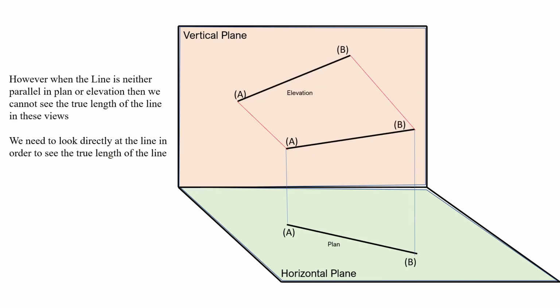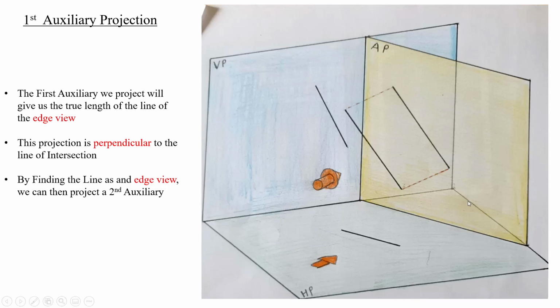But then we get to a scenario where the line is neither parallel in plan nor elevation. So none of the line views given are going to give us the true length of the line. We need to project off another view. What we need to do then is look directly at our line in order to give us a true length view of that line. So the first auxiliary projection will give us the true length of the line as an edge view.